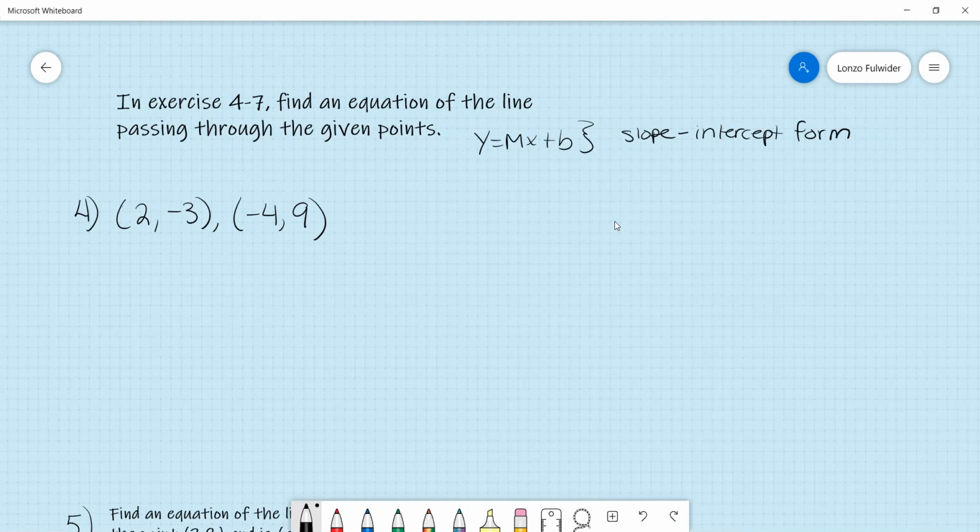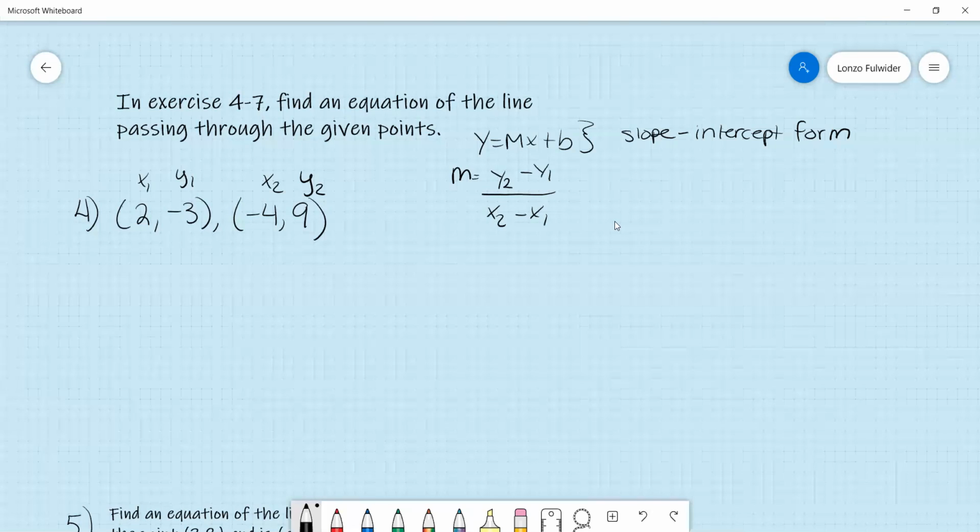Okay. Now we got to find two things: the slope and the b, right? So let's find our m. They don't give it to you, so you're going to find it. It's really simple. To find m, you take the change of y, so y2 minus y1, over the change of x, so x2 minus x1. You label this x1, y1, x2, y2. Now if we know our x1s and y1s and x2s and y2s, let's just plug it in.